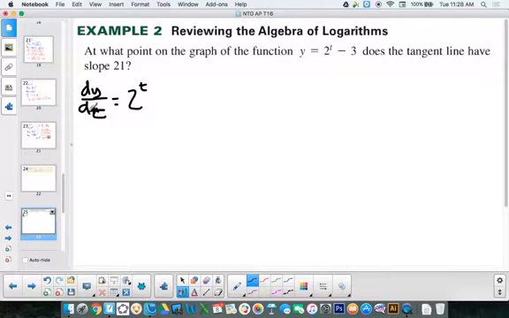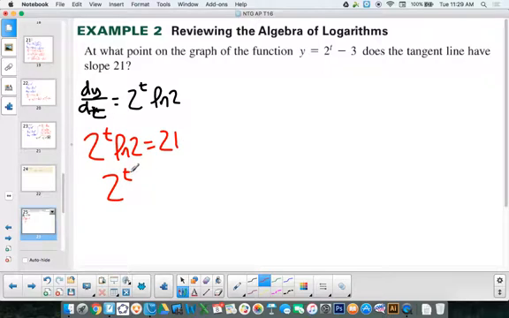dy dt will be 2 to the t natural log of 2, because it's not e to the x or e to the t, so we convert to our base. So we're looking for where that derivative, 2 to the t times ln of 2, is equal to 21. And so we just need to solve for t. We'll divide both sides by natural log of 2. 2 to the t equals 21 over the natural log of 2.